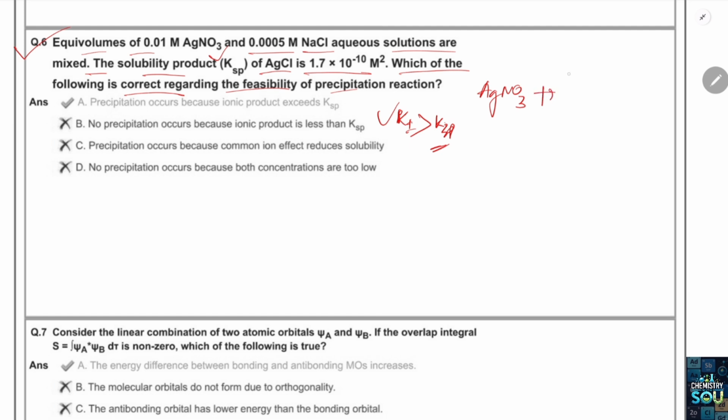AgNO3. Here the Ksp of AgCl is given. When it reacts with NaCl, it will generate AgCl plus NaNO3. So this will form the precipitate. The ionic product will be Ag plus times Cl minus. Its concentration is given as 10 to the power minus 2, and its concentration is 5 into 10 to the power minus 4.